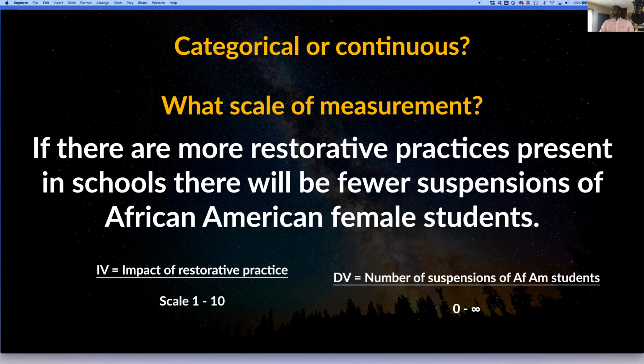Okay. The dependent variable is what? Categorical or continuous? Continuous. Yep. Absolutely. And what scale of measurement? Ratio. Absolutely. There's a true 0 there. If there are 0 suspensions, there are 0 suspensions. There are none. If there's 750, there's 750. And this will be a really interesting study.